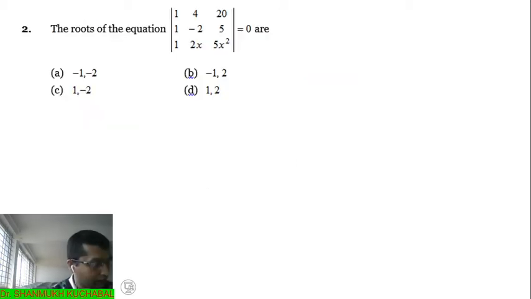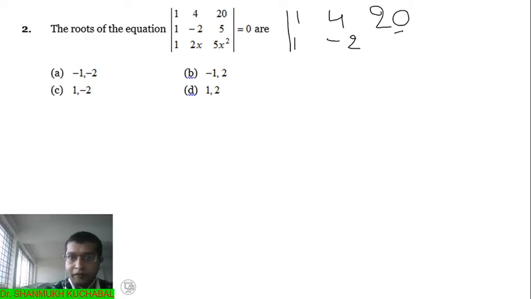Right. Example number 2. See, it is determinant equal to 0. We have to find the roots of the equation. So for that I will put x and y values. I am not going to expand this determinant. I will substitute these values in the determinant. So it is 1 4 20, 1 minus 2 5.